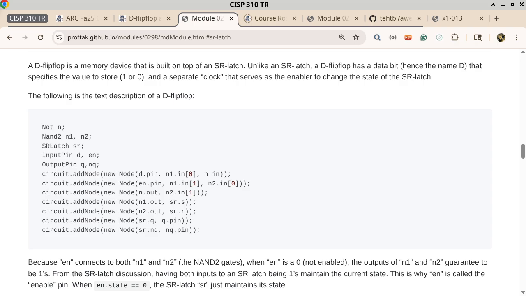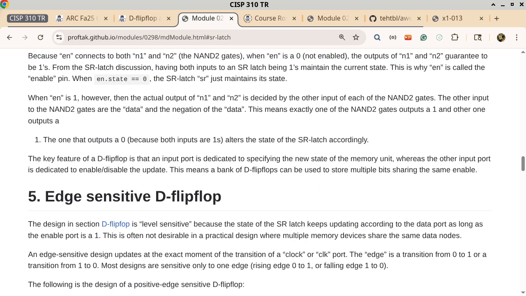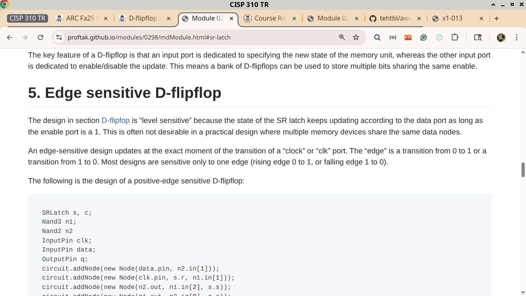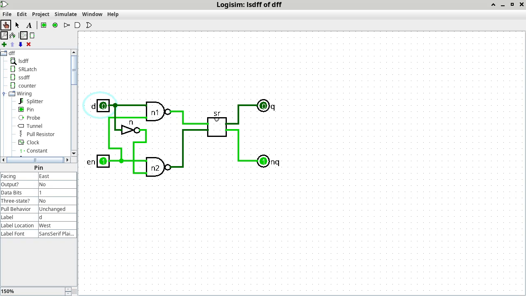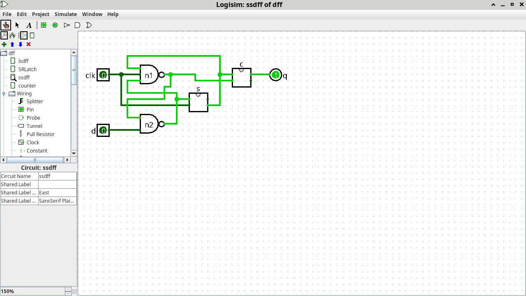So now we go back to the notes and move on to another circuit. This one is called an edge sensitive D flip flop, which is one of many names that it can take on. Let's go back to the circuit here because I also made that circuit over here. This is what we call an edge sensitive D flip flop.